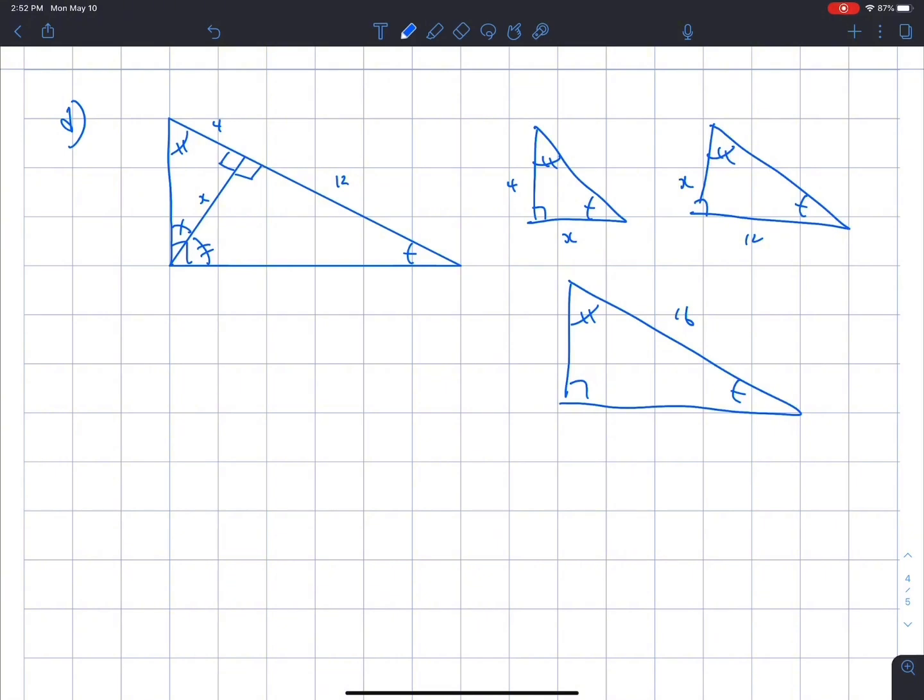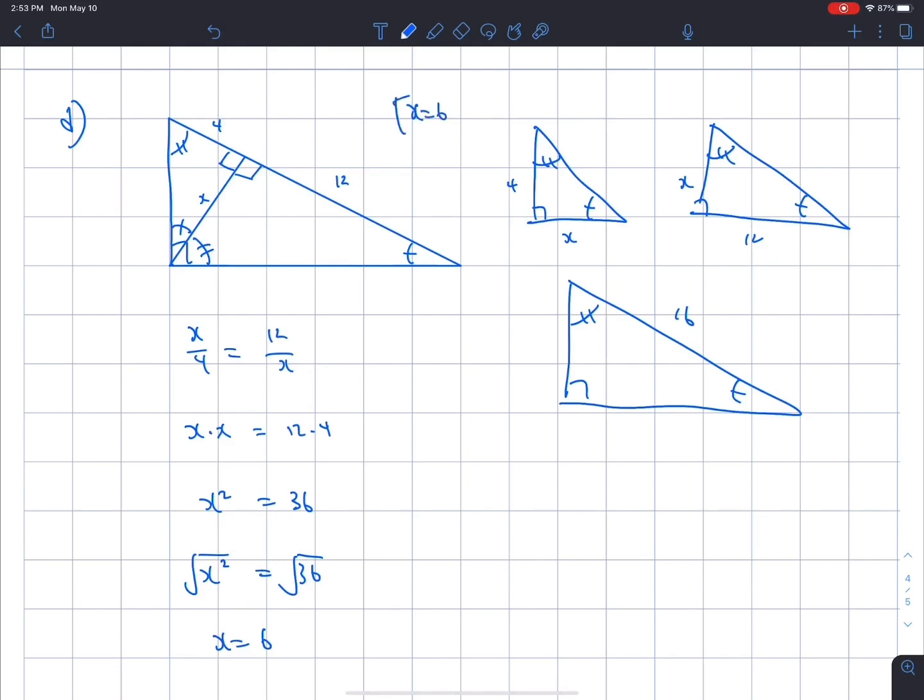The reason why I don't need this one is because I can already set it up: x over 4 equals 12 over x. Now we can cross multiply. We get x times x equals 12 times 4, so x squared equals 36. We can now take the square root of both sides to find x. So x equals 6. That's the answer.